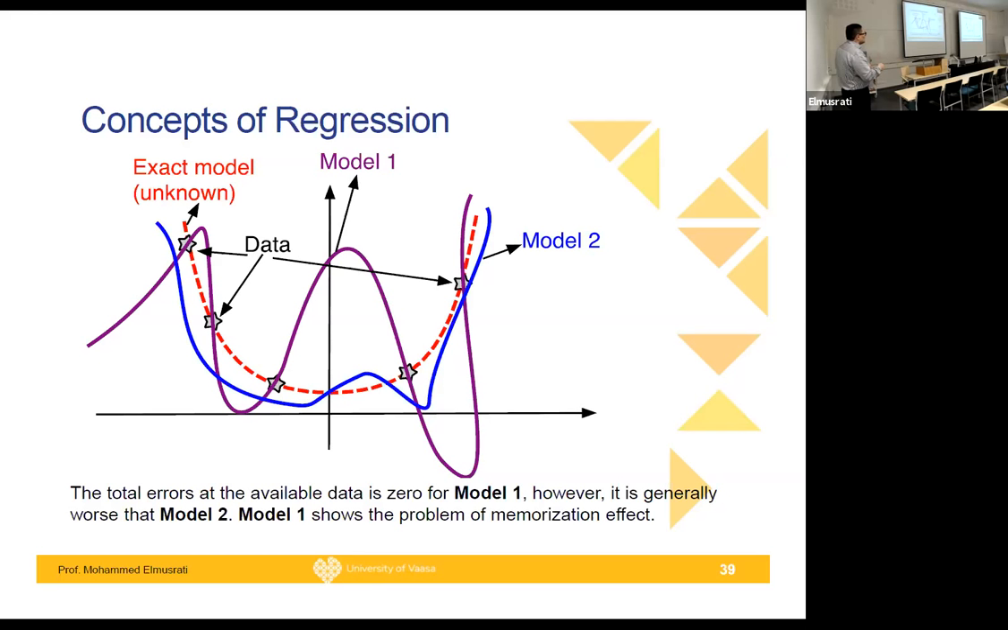Even though the blue model, model two, has some error at the measurements, it is still much better than the other model, which has zero error. So we should be able to differentiate between the memorization effect and generalization. We sometimes call them overfitting and underfitting as well. So we always try to avoid both. Overfitting means that our model starts to also learn noise. We are not interested in learning noise. We are interested in learning the actual model.